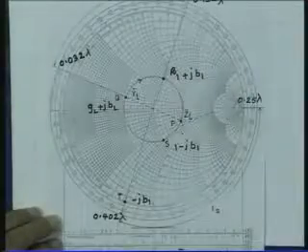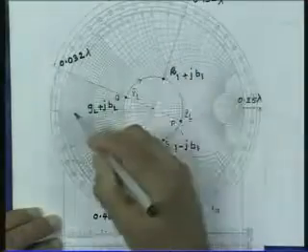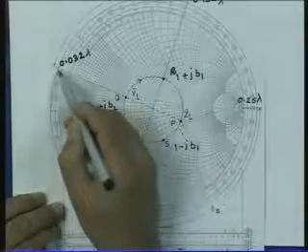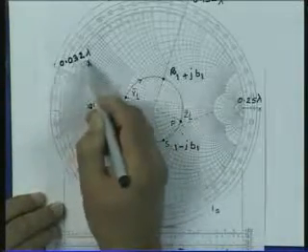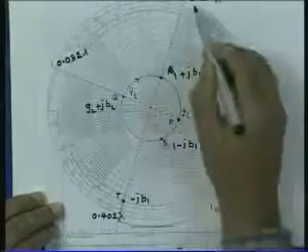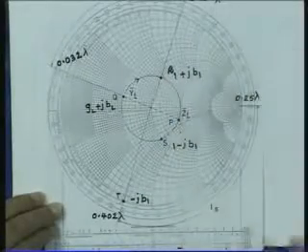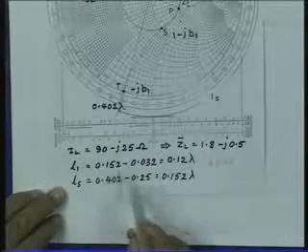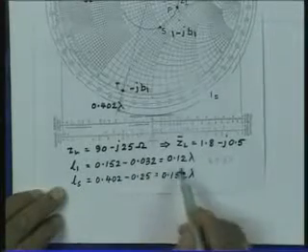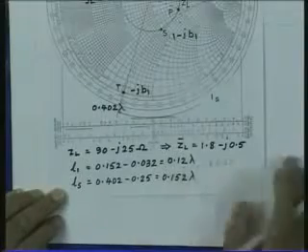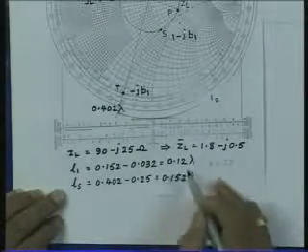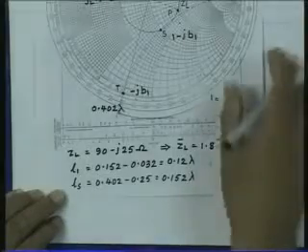So, again I can read off the values of the length which are marked on the Smith chart. So, this location corresponds to 0.032 lambda, this is 0.152 lambda. I can get a length L1 which is 0.152 minus 0.032 is equal to 0.12 lambda. So, the location of the stub is 0.12 lambda from the load.